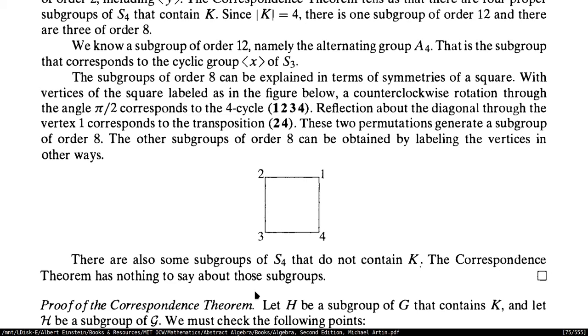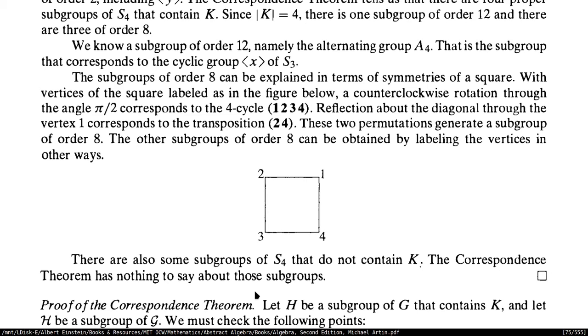Okay, so we have the square containing these 4 labels at the vertices. If you have a counterclockwise rotation of 90 degrees, then you would have the cycle 1, 2, 3, 4. So you start from one, go to the left, and then have a counterclockwise rotation, making the 4-cycle.